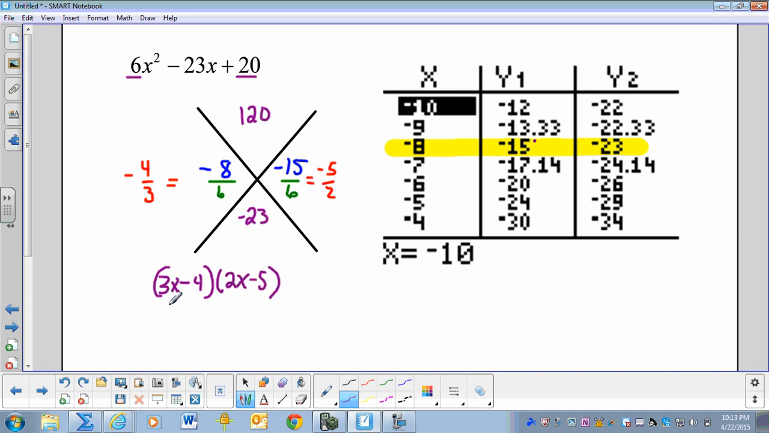I check my first terms. 3x times 2x is 6x squared. Check my last terms. Negative 4 times negative 5 is 20. Let's check our middle term. Negative 4 times 2x is negative 8x, and a negative 15x will give me a negative 23x.